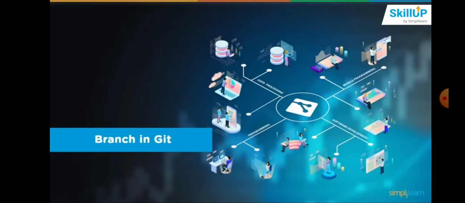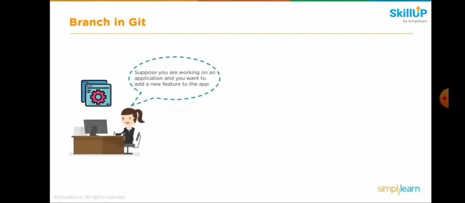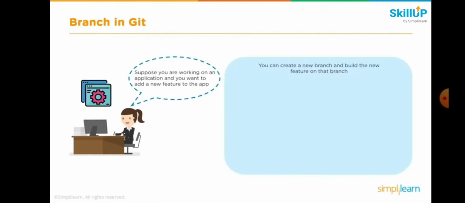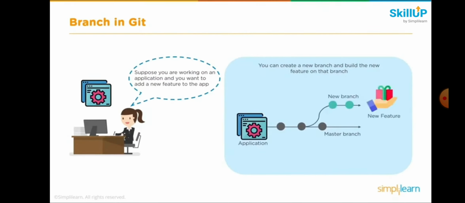Let's step through branching in Git. So suppose you're working on an application, but you want to add in a new feature. And this is very typical within a DevOps environment. So to do that, you can create a new branch and build a new feature on that branch. So here you have your main application on what's known as the master branch. And then you can create a sub branch that runs in parallel, which has your feature. You can then develop your feature and then merge it back into the master branch at a later point in time.